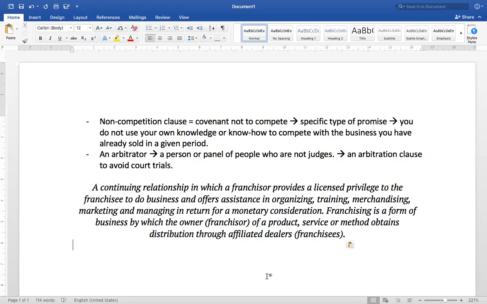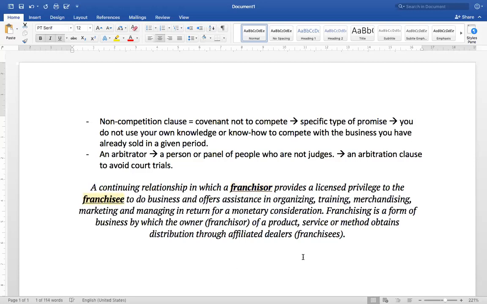According to their situation, we might have some of the terms we need to consider. The first one, franchisor, and the second one, franchisee, and franchising.